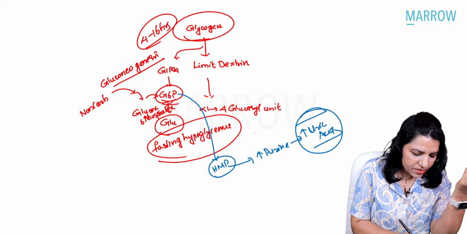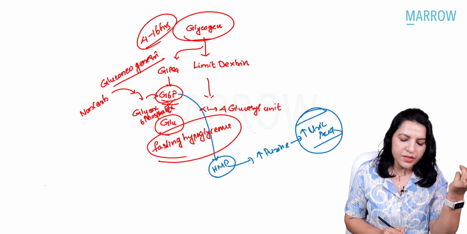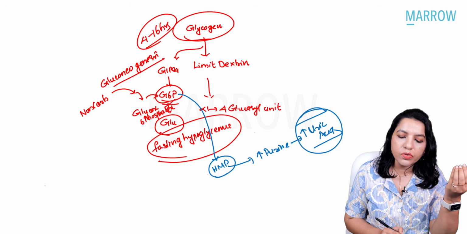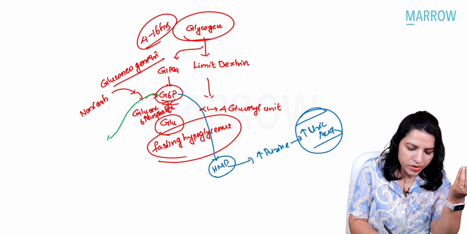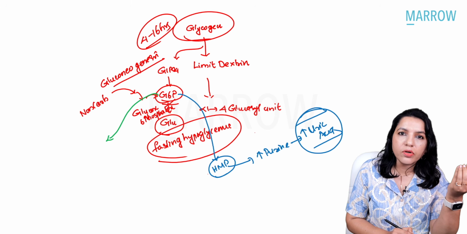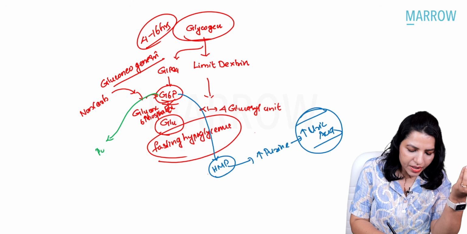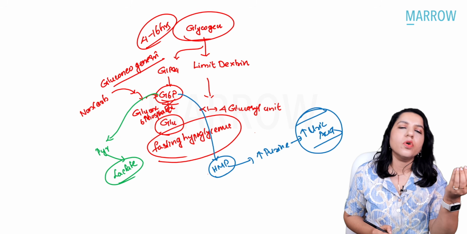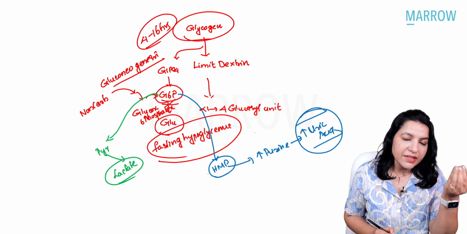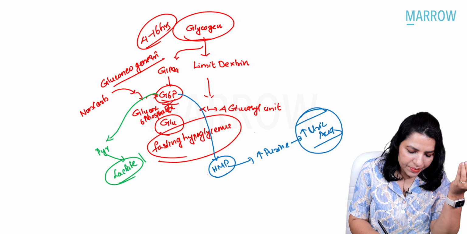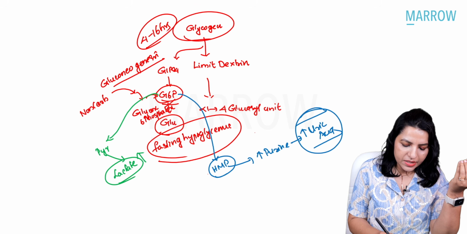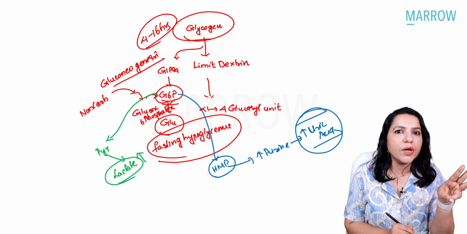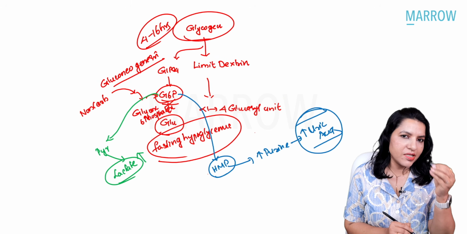Then what is the next hallmark? The next hallmark is that because of excess glucose 6-phosphate, it can enter into the glycolytic pathway, where it can be converted to pyruvate, and the pyruvate can be converted to lactate. So as a result there is lactic acidosis, which is the third hallmark of von Gierke's disease.